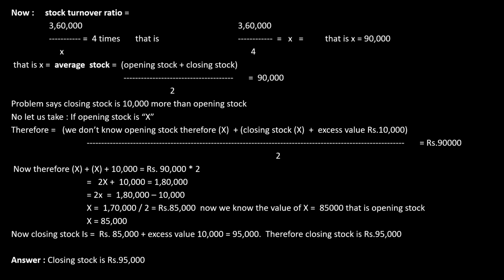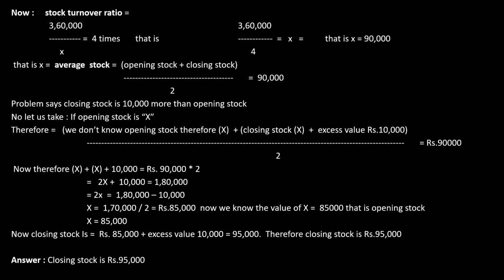Now, the problem says the closing stock is 10,000 more than the opening stock. Is it clear what the problem says here? The closing stock will be rupees 10,000 more than the opening stock. Suppose, as a simple example, not the exact answer, my opening stock is 50,000. Then what should be my closing stock? 10,000 more, 60,000.